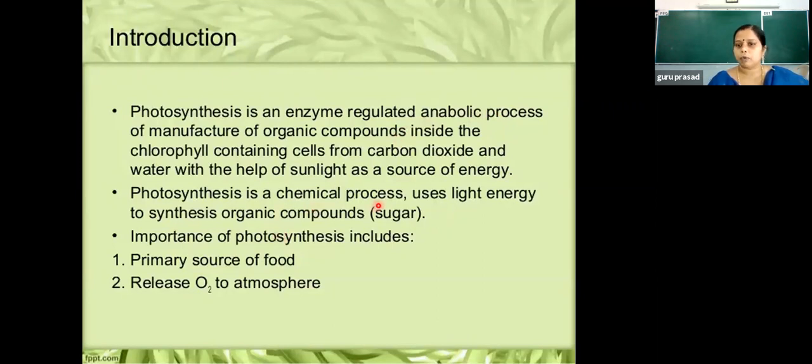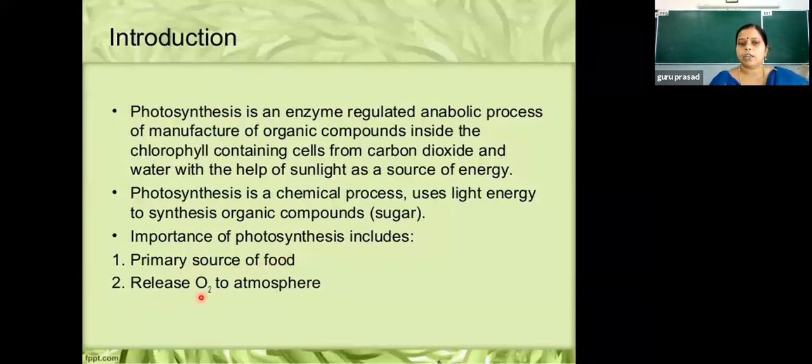Okay, so it's a chemical process which utilizes light energy to produce or synthesize organic compounds in the form of sugar. So what's the main importance of photosynthesis here? That is, it is acting as a primary source of food, isn't it? Without photosynthesis, no plants will develop, and without producers, no other organisms or living animals will exist on earth, because plants are acting as the chief producers, isn't it? So vegetarian or non-vegetarian, both directly and indirectly, we are depending upon the plants for food. That's why photosynthesis is the primary source of food.